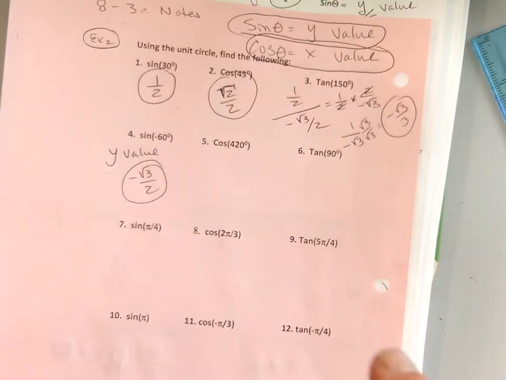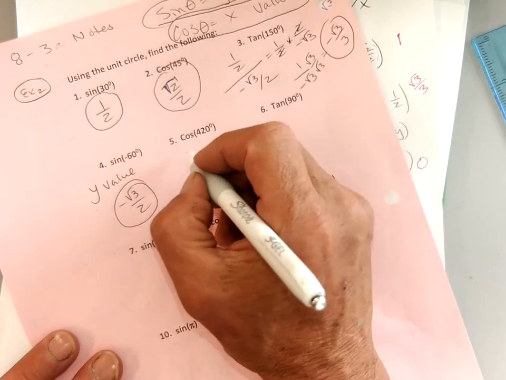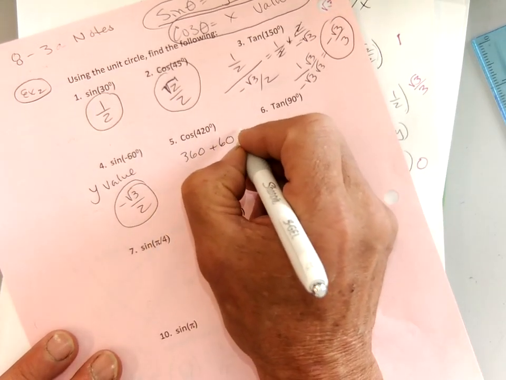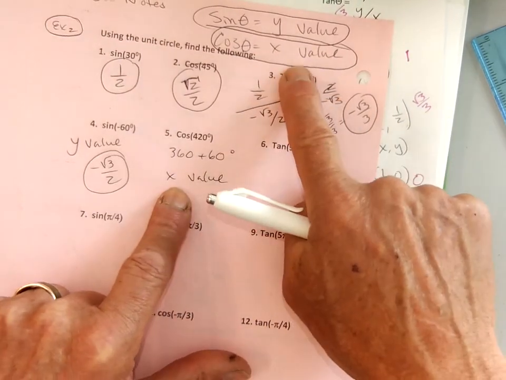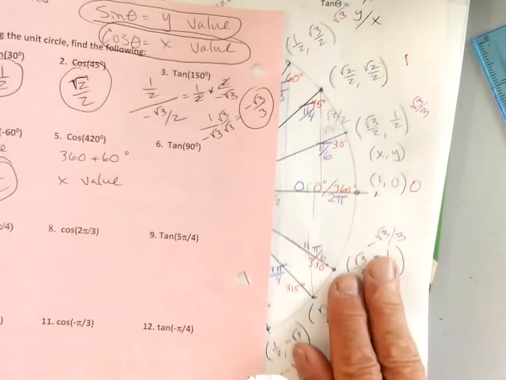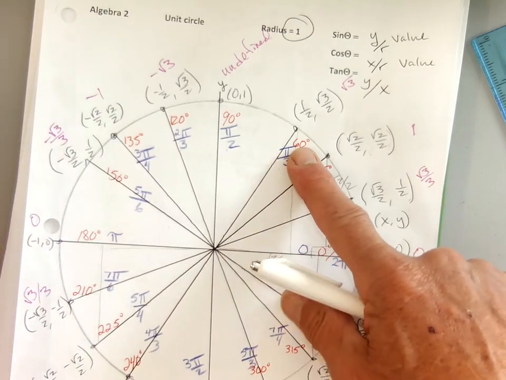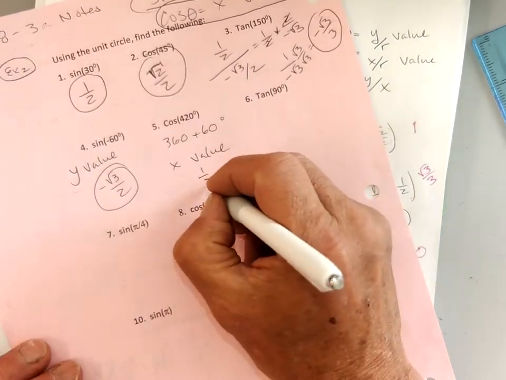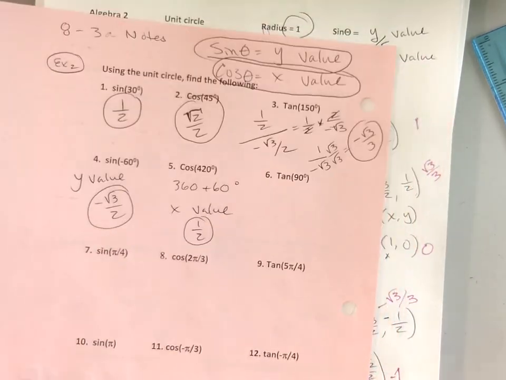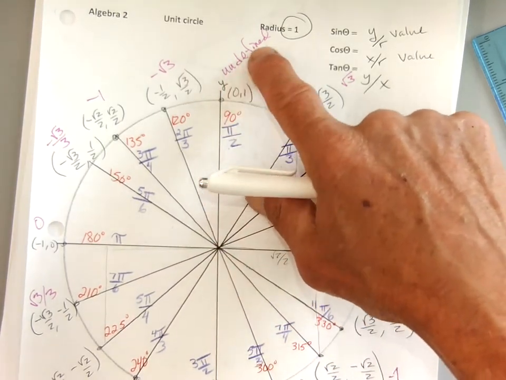Cosine of 420 degrees. Wow, what? Well, that means I have to go around the circle more than once, right? So it's 360 degrees plus 60 degrees, and I'm looking for the x value. Cosine's the x value. 420 degrees is going around the circle once, and then another 60 degrees is here. I need the corresponding x value, which is 1/2. Tangent of 90. Okay, those are on my circle, right? So I can go to a tangent of 90. There's 90 degrees. What's the tangent value? Undefined.